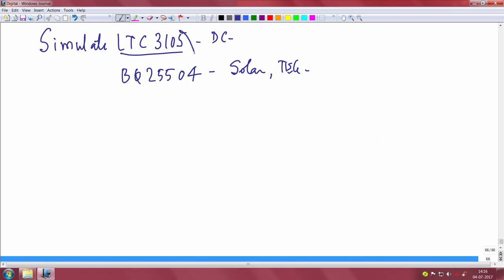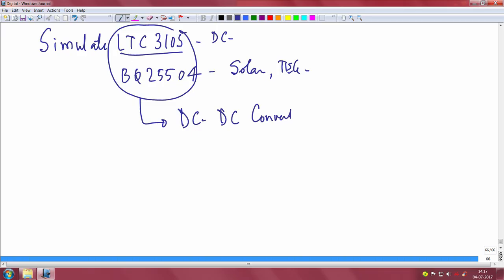In fact, most of the energy harvesting chips that you know very well are in some form or other DC-DC converters. They are nothing but boost converters.